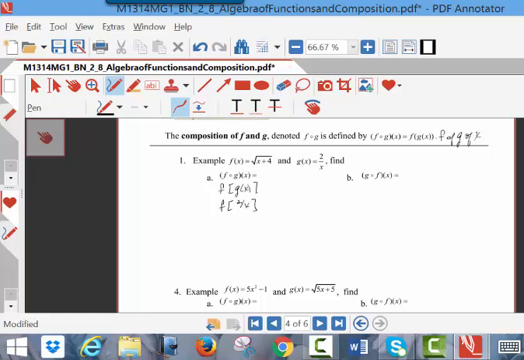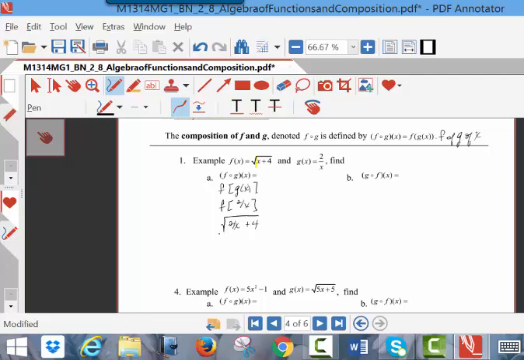Now what we do is we actually plug this into the f function. So now I'm supposed to go to the f function. Here's my f function, and in place of that x, put the mess in the square brackets. So in place of this x, I put the mess that's in the square brackets. So this becomes the square root of 2 over x plus 4. And that's it.